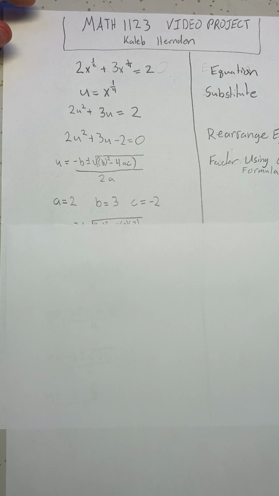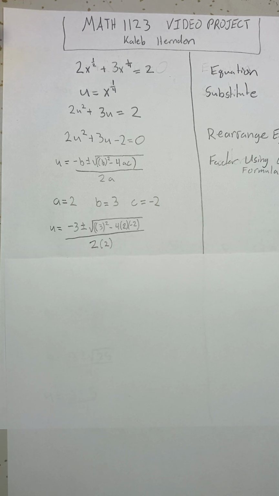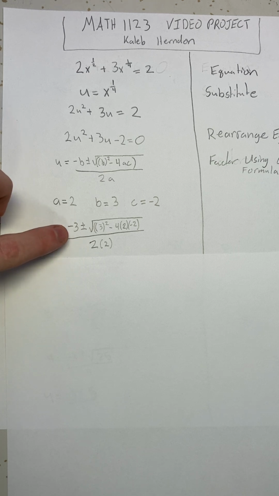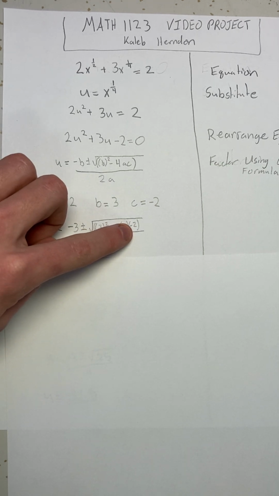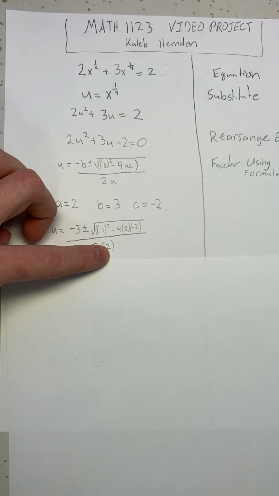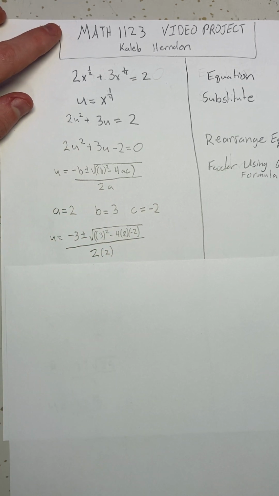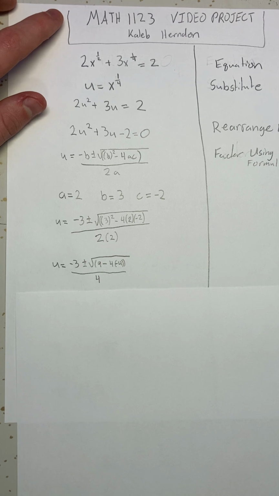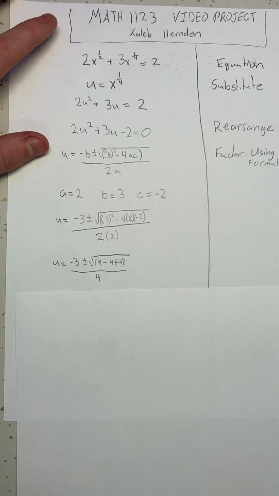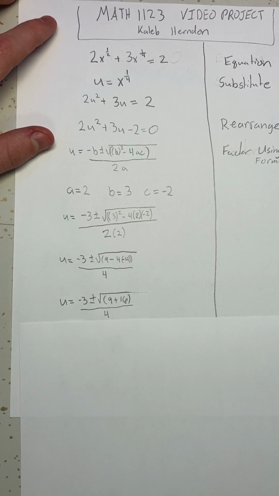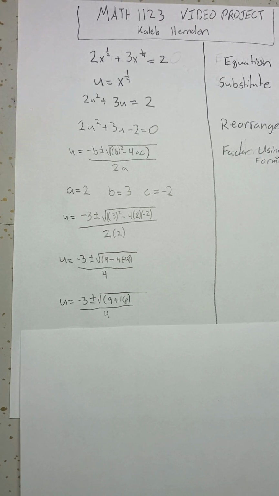So we're just going to put that into the quadratic equation. I've got my b value, my other b value, and then my a value, and then my c value, and then a down here as well. So we're going to simplify that down. This is the next step.